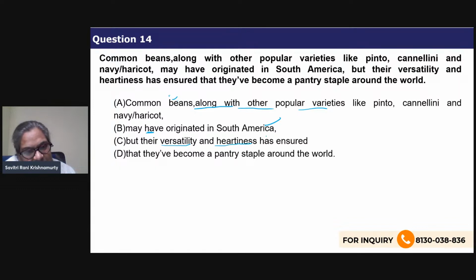Now, what happens here is we think of versatility and heartiness as one idea. If you think of it as one idea, then has is correct. But there are two different qualities altogether, versatility and heartiness. Therefore, you have to put have, not has. You can have two ideas treated as one when they are clubbed together, like we'll say, bread and milk is the popular diet of somebody. But here, versatility and heartiness are two different qualities.